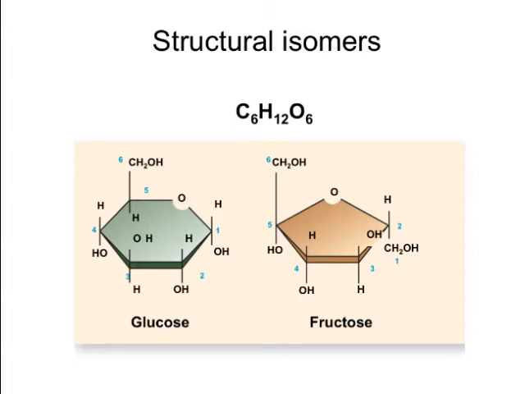Molecules can exist as isomers. Structural isomers have the same chemical formula but have different structures. Glucose and fructose have the same chemical formula, as you can see here, each with 6 carbons, 12 hydrogens, and 6 oxygen atoms. However, the carbon skeleton is quite different. They differ in the position of the carbonyl group.